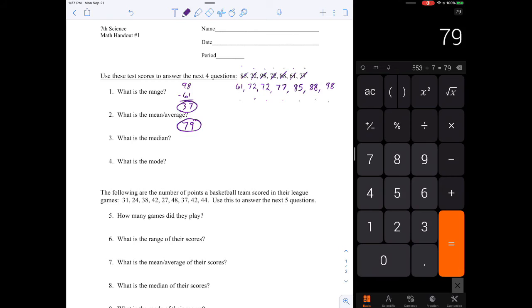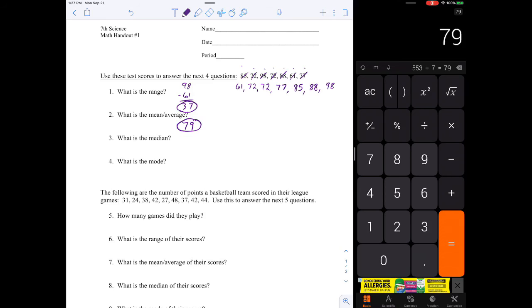And this is an easy way to tell if you made a math mistake. Your average has to be between your highest and lowest number. You couldn't have an average like out here of 103, or you couldn't have one of 58. It has to be somewhere in the middle. So if it's not between your highest and lowest, you made a math mistake, which happens.